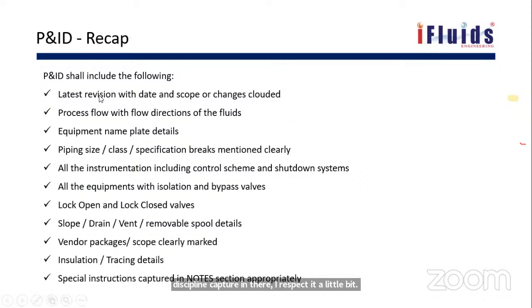And then the PNID shall include the following: latest revision, date, scope, all those things will be captured, what we have seen in the nameplate under the PNID. And then the process flow, the flow direction of the fluids, equipment nameplate details, size, piping size, class, specification. If any spec break is there, that will be captured here.